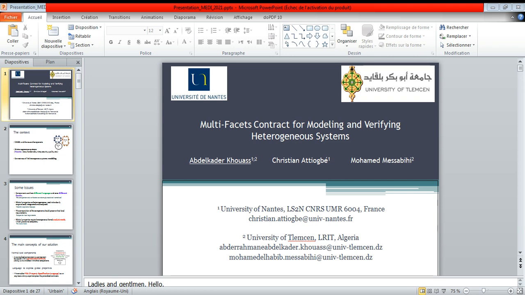Today, I present for you my research, multifacets contracts for modeling and verifying heterogeneous systems. It is made in collaboration between University of Nantes in France and University of Tlemcen in Algeria. I am attached to the Laboratory of Digital Science of Nantes (LS2N) and Computer Research Laboratory of Tlemcen.